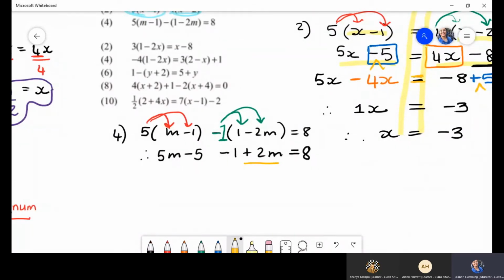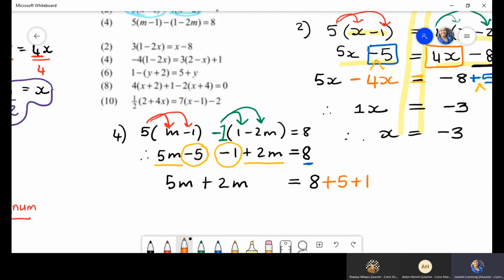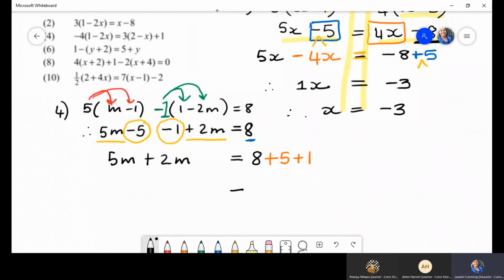Let's find all our values with our variable. I already have 5m, that's positive on this side. I'm not moving it. I'm just grouping my terms. I haven't moved anything across the equal sign yet. I already have a positive 8 on my right-hand side. It stays 8. But I go and I find my -1 and my -5 on the left-hand side. I bring it across. It becomes +5 +1 on my right-hand side. That's how I keep my balance in my equation.